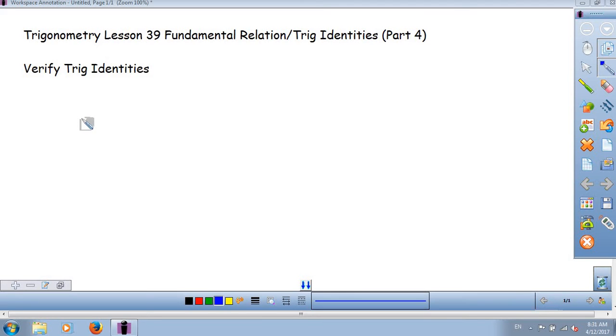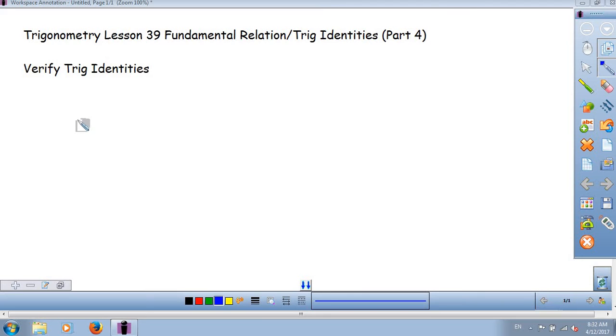So how do we do it? Well, there are several steps. First, we always start with the more complicated side, and then we usually use our fundamental identities and fundamental relations to make substitutions, and we always want to simplify using algebraic reductions like combining like terms, factoring, adding and subtracting fractions. Then, if we can't find anything else to do, we can try to convert and rewrite every term in terms of sine and cosine.